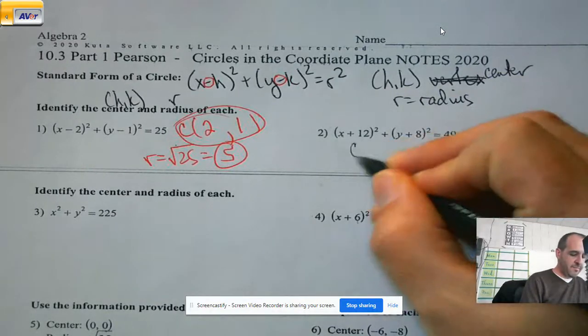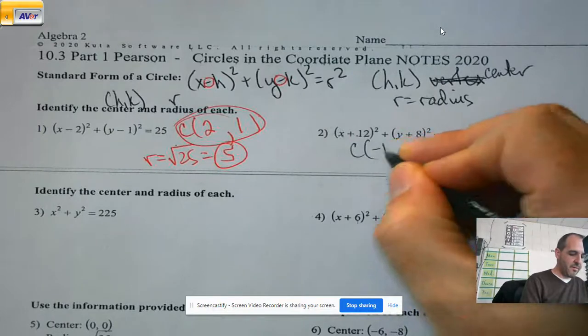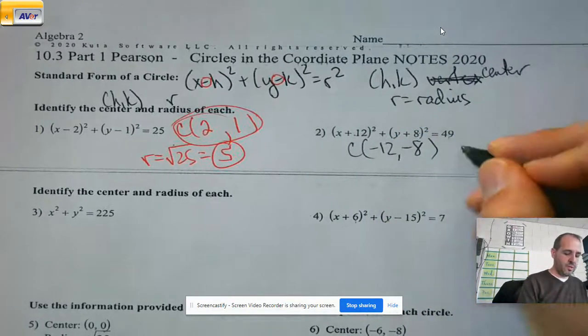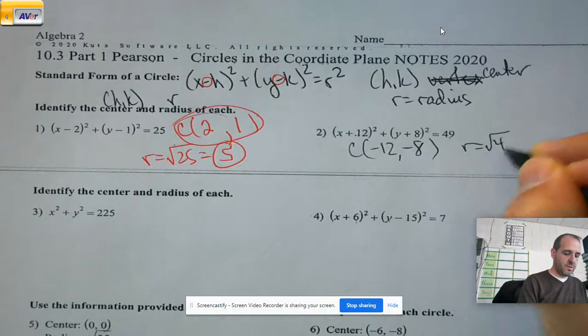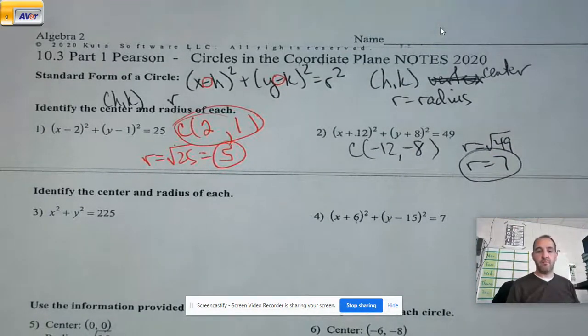So again, opposite for my center, square root of that value for my answer.